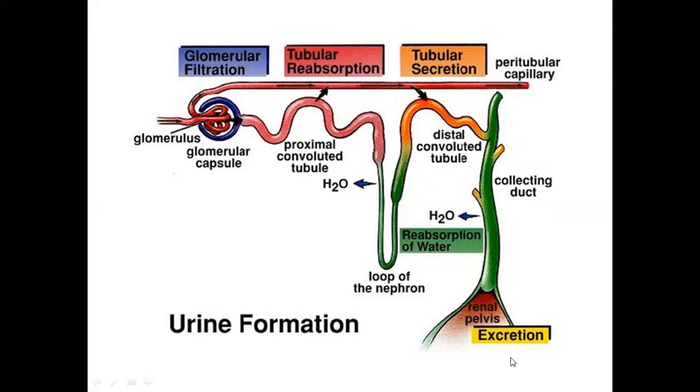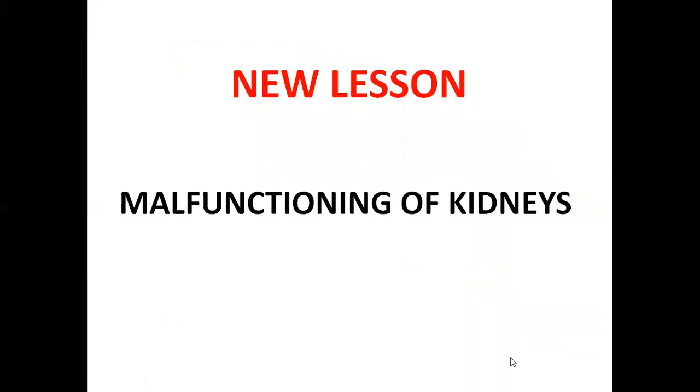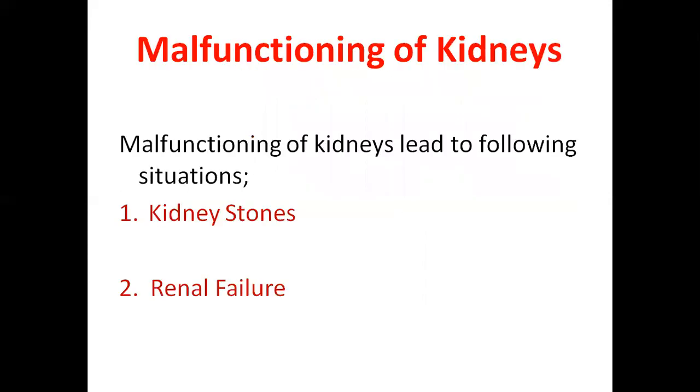So I hope, my dear students, now you have had a good recap of what you did in the previous lesson, and now coming towards today's lesson, which is actually focusing on the malfunctioning of the kidneys. What is meant by malfunctioning? It simply means abnormal functioning, or something which is not occurring normally. So malfunctioning of the kidney in simple words means when kidneys are not able to perform their normal functioning.